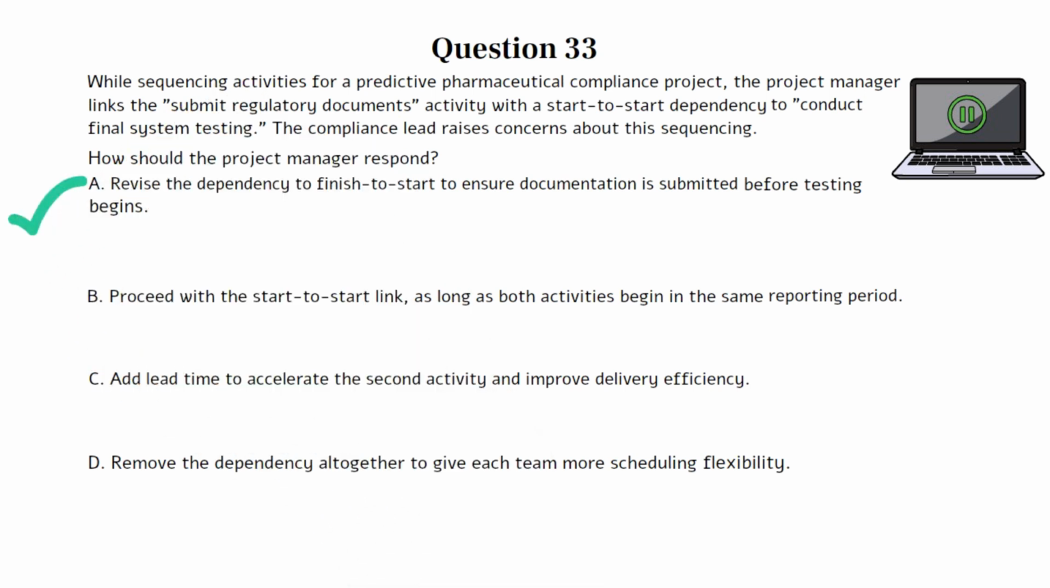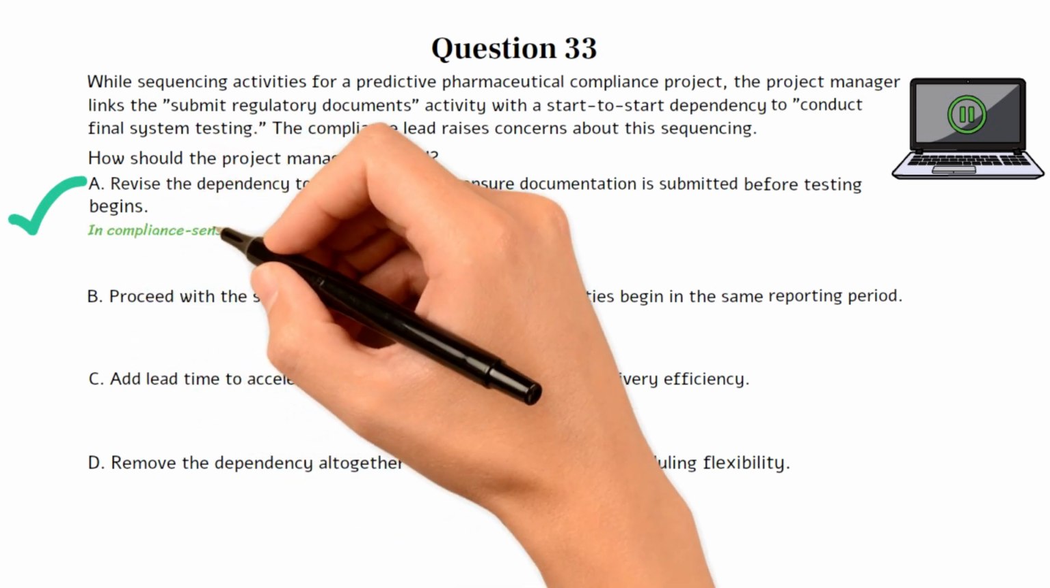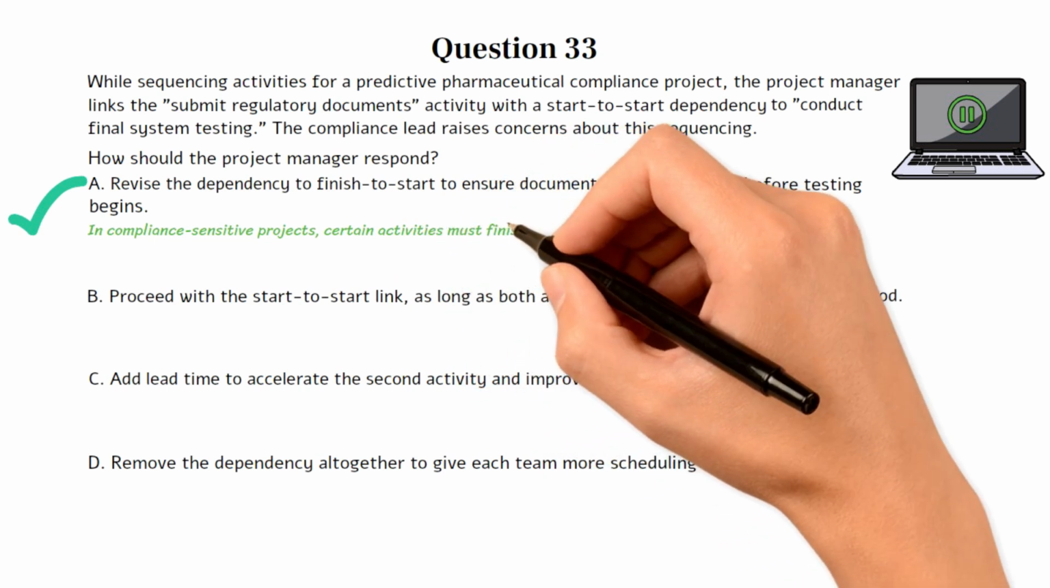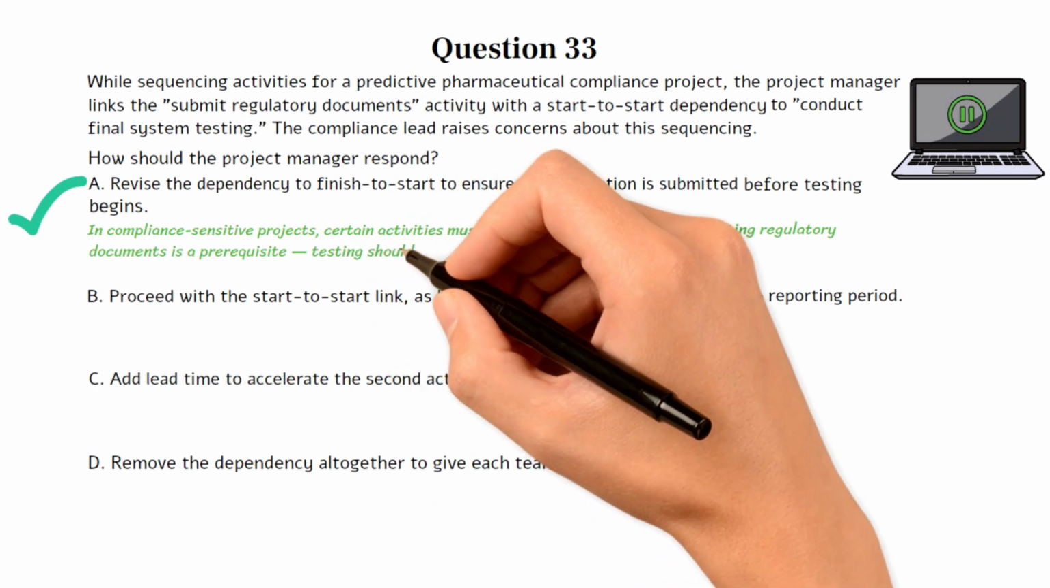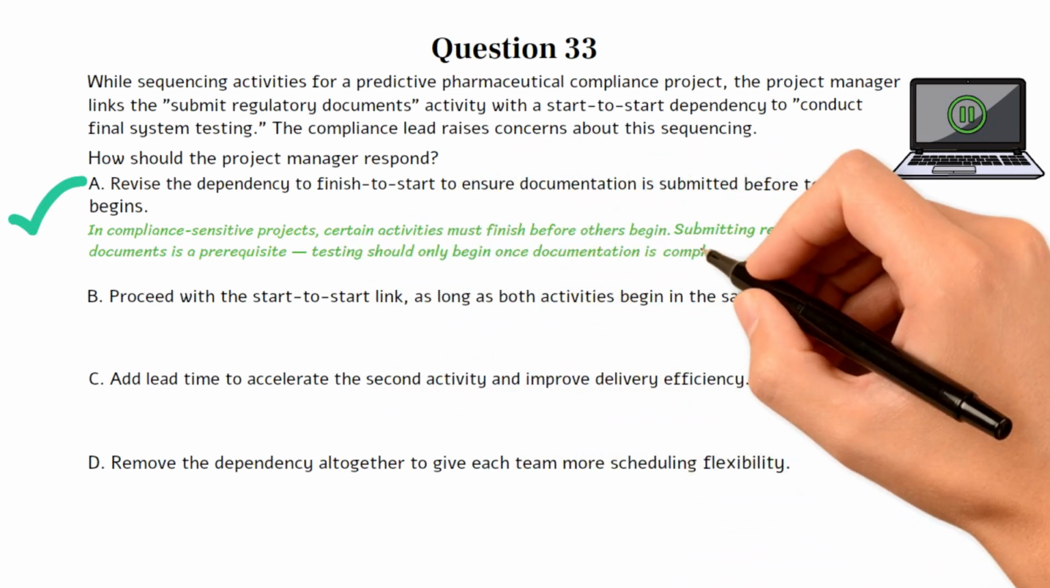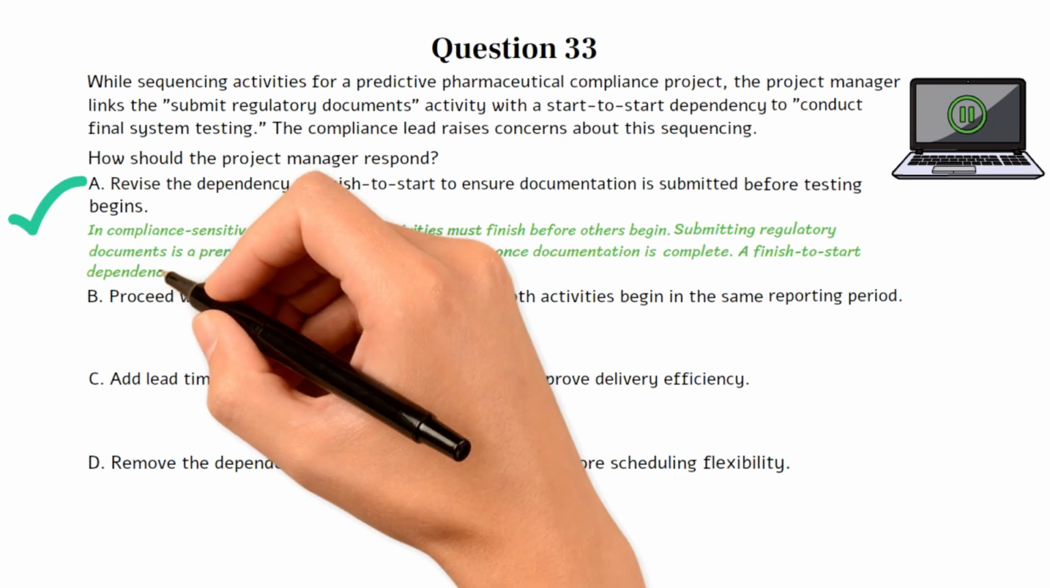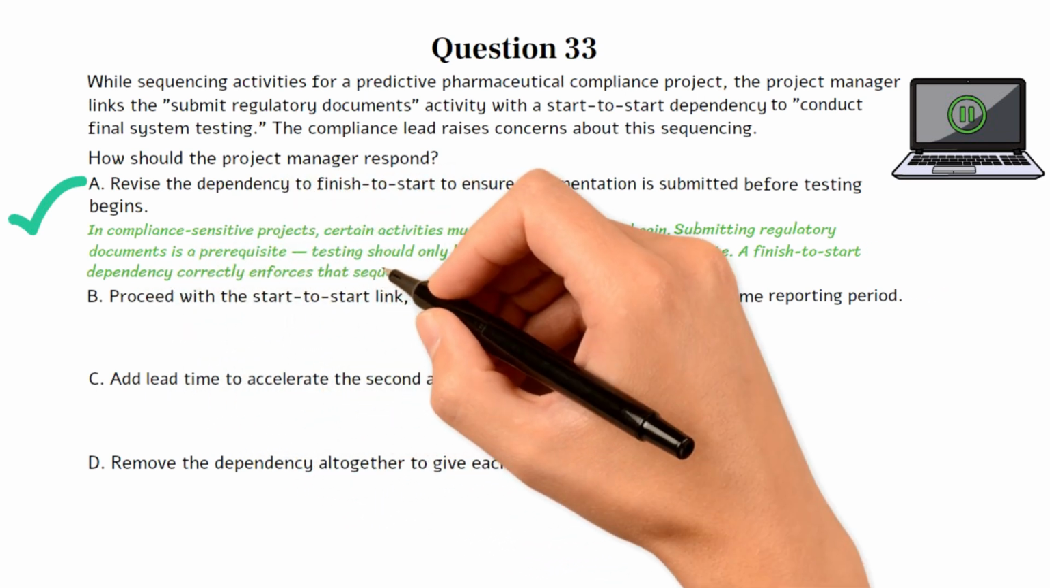This question tests your understanding of activity sequencing and dependency logic, particularly within the precedence diagramming method used in predictive schedules. Establishing correct relationships is critical to maintaining schedule integrity and regulatory compliance. Choice A is the best option because, in compliance-sensitive projects, certain activities must finish before others begin. Submitting regulatory documents is a prerequisite. Testing should only begin once documentation is complete. A finish-to-start dependency correctly enforces that sequence.